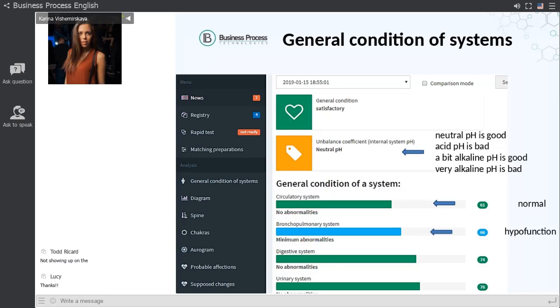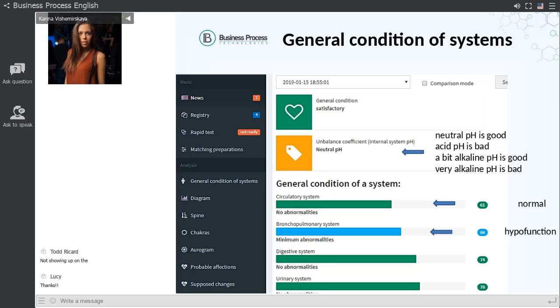Right, I have written everything already on the screen, so it's very easy to know, and I will explain you why. Neutral pH is good. Acid pH is very bad. A bit alkaline pH is also good, but if it's very, very, very alkaline, this is also bad for the body.